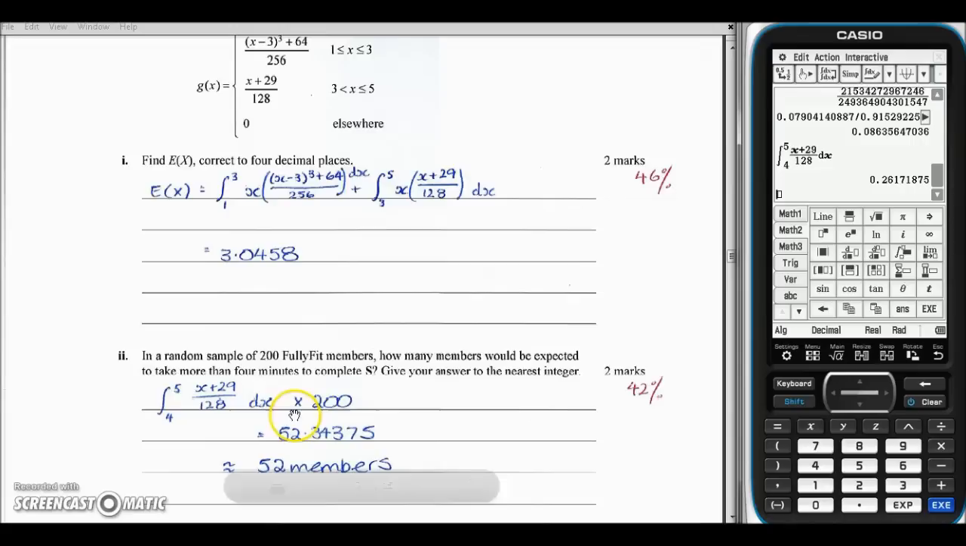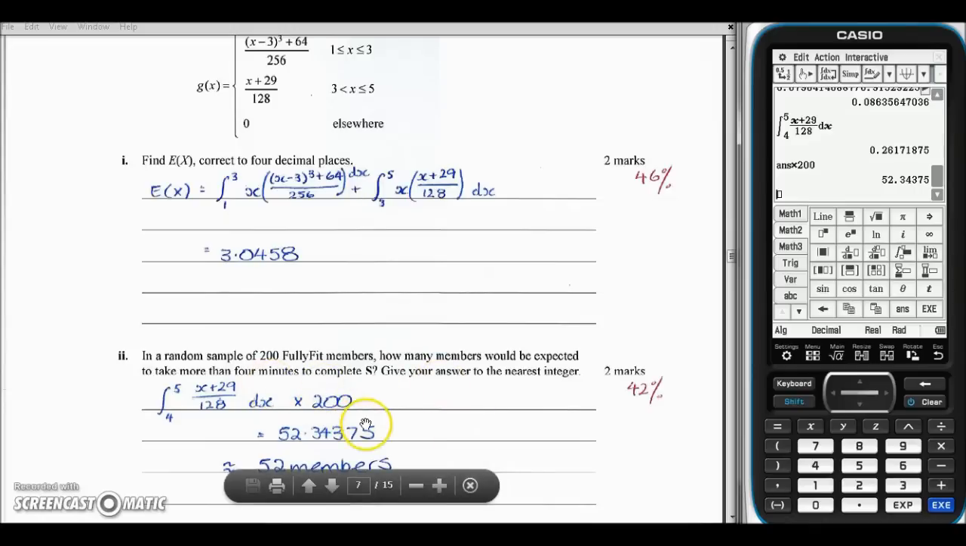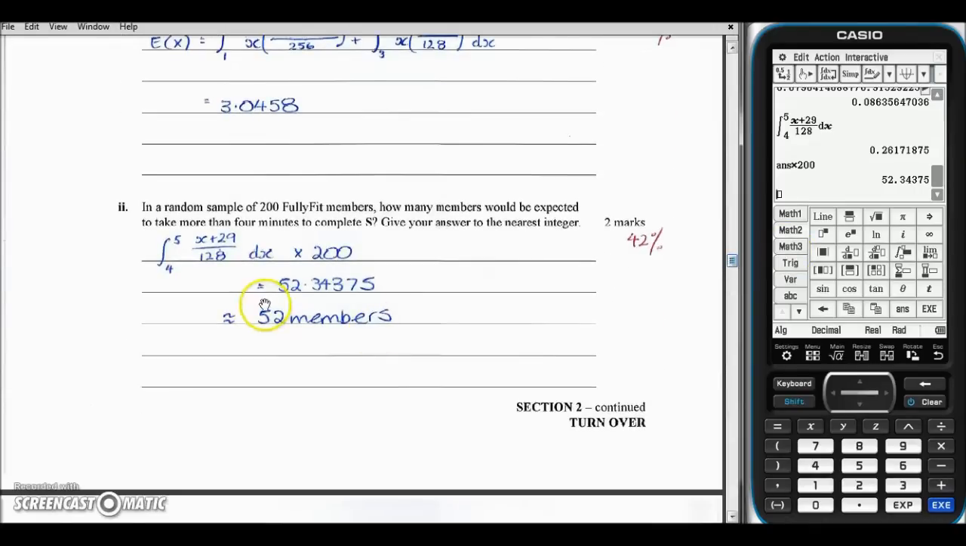So if there's 200 people, then I'd expect 200 multiplied by 0.26 of them to have taken more than 4 minutes, and we want to round that to the nearest member, which is 52. So put your answer there and then we'll round it off to 52.